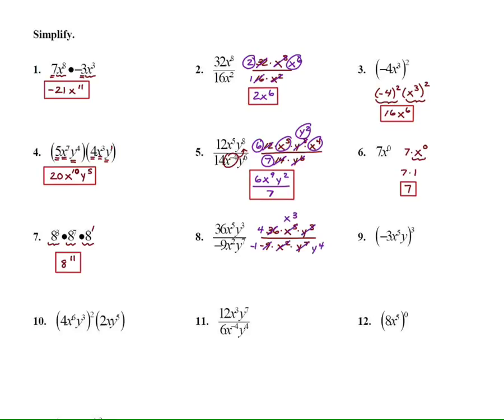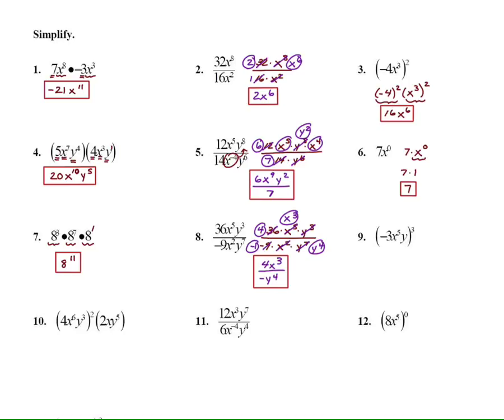2 x's in the bottom reduce with 2 in the top, leaving 3 x's in the top. 3 y's in the top reduce with 3 y's in the bottom, leaving 4 y's in the bottom. So if I think about what I have left in the top, it's 4 times x cubed. And in the bottom, I have negative 1 times y to the fourth, which is negative y to the fourth. So that would be our answer there. 4x cubed over negative y to the fourth.